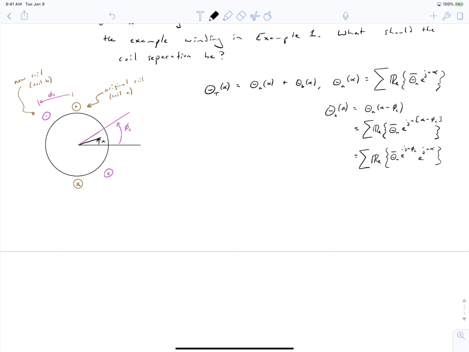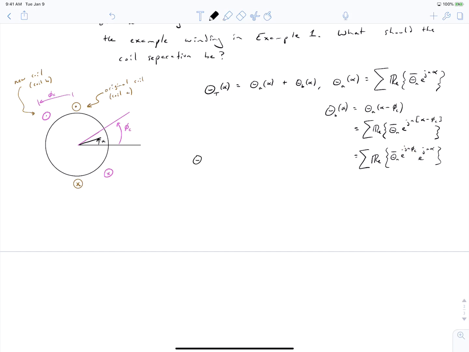Until we get this new series. And you can see that the Fourier series for the new coil, coil B, is the same as the Fourier series for the first coil, but each harmonic is rotated by e to the j n phi c. Each harmonic is rotated by the harmonic index times the coil's spatial rotation, n times phi c.